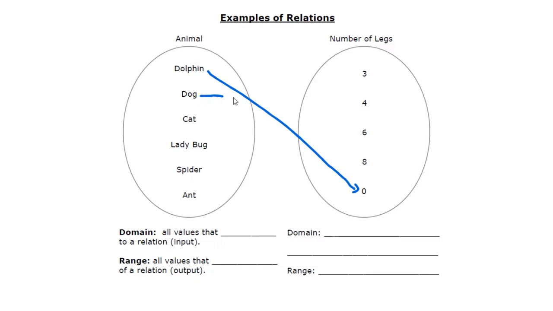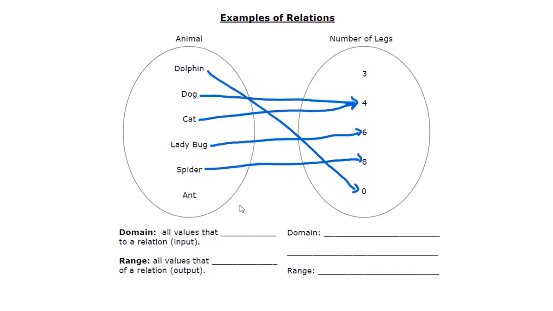A dog has 4 legs. A cat has 4 legs. And since we only have 1 4 here, we can draw an arrow to the same number. That's perfectly fine. A ladybug is an insect, and all insects have 6 legs. A spider has 8 legs. And an ant is also an insect, which means that it has 6 legs. And so this is a completed arrow diagram. By looking at the arrow diagram, we can easily tell how many legs each of the animals have.